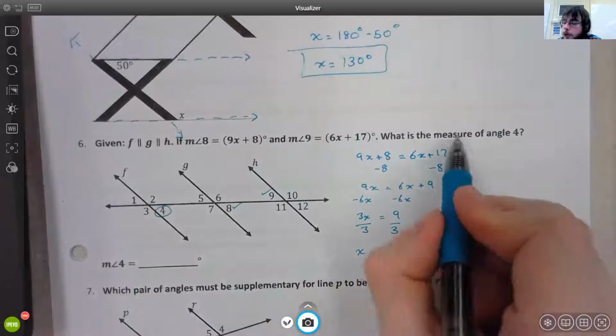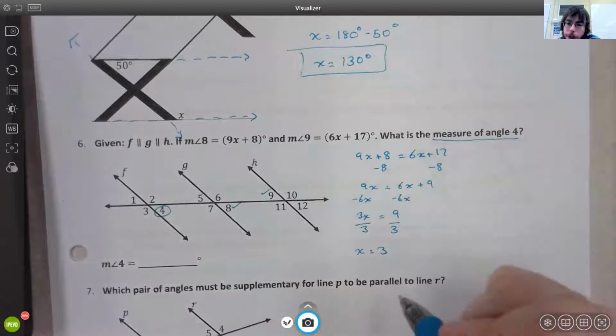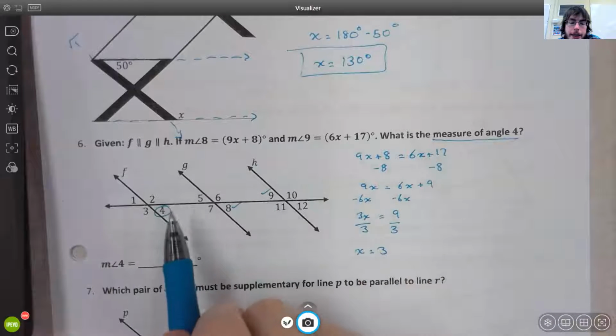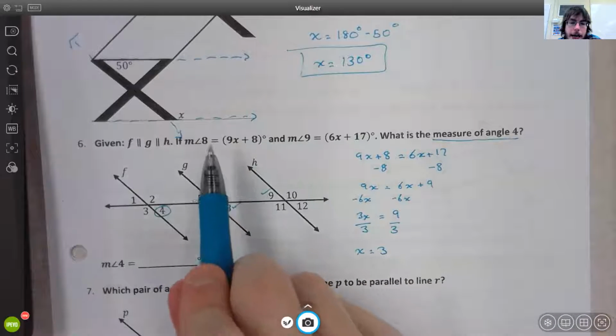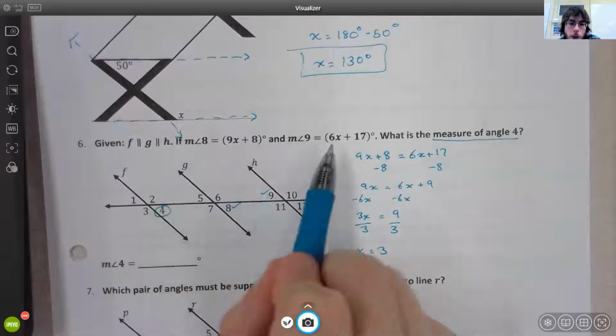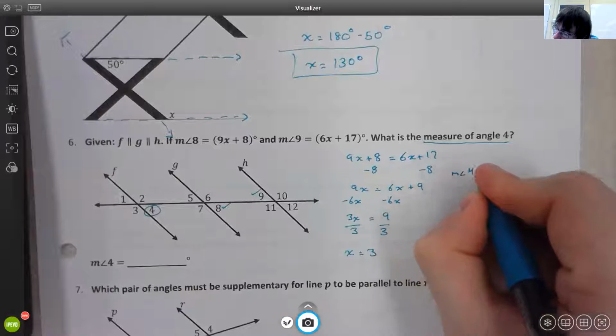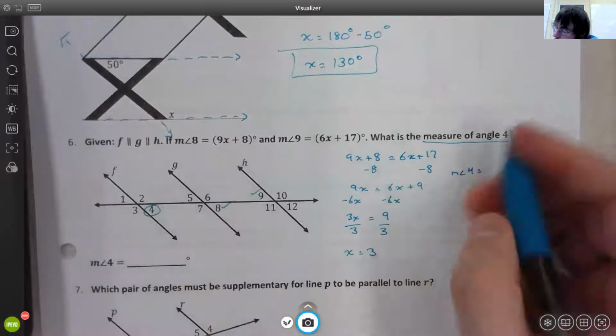It asks for the measure of angle 4. X is not the measure of angle 4. But remember, we did say angle 4 is the same as 8 and 9. So we can just plug it into either one of these and get our answer. So for the measure of angle 4, I'm just going to use 9x plus 8.